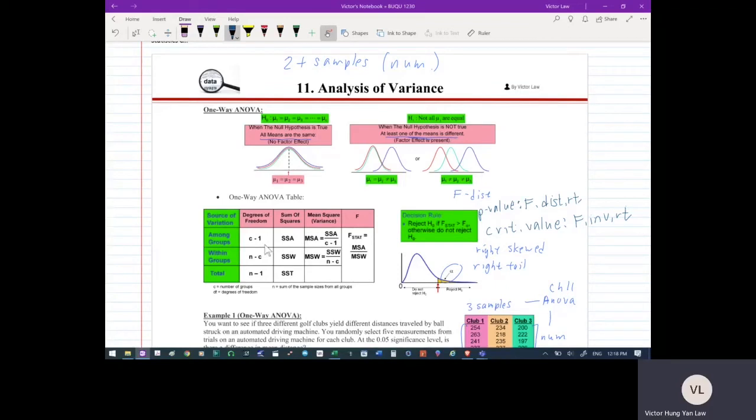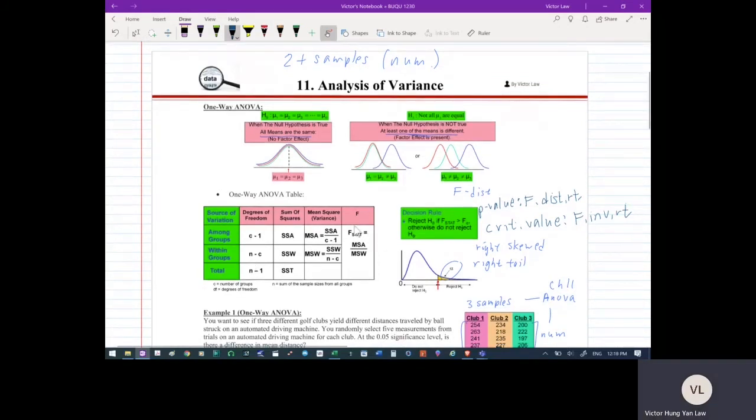And you need to know how the degrees of freedom are calculated. C is your number of groups, N is your sample size. And your F statistic is calculated by dividing the two mean squares. You take the MSA divided by MSW. So that's the third concept that you need to know.